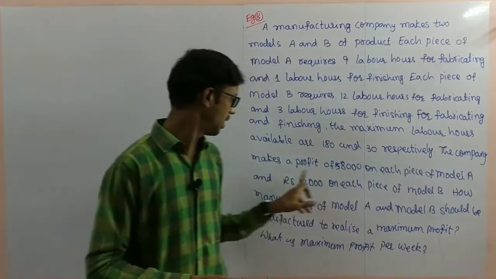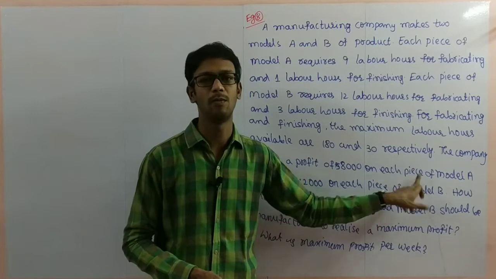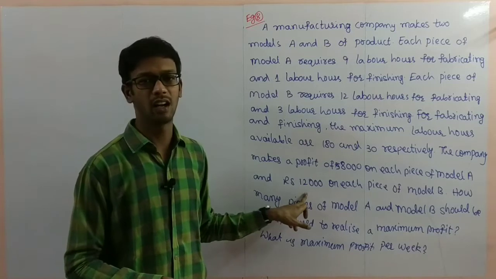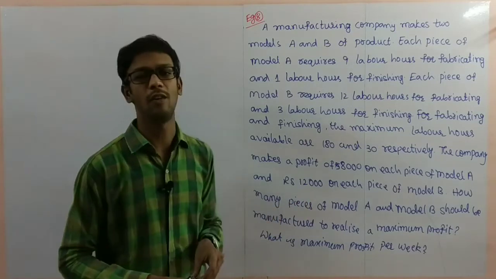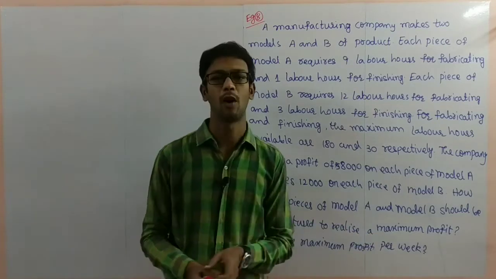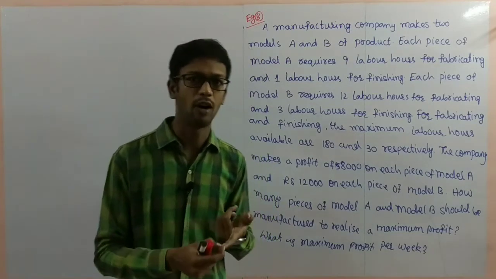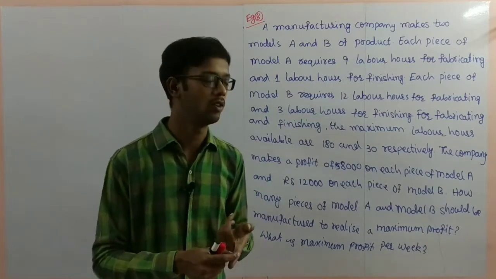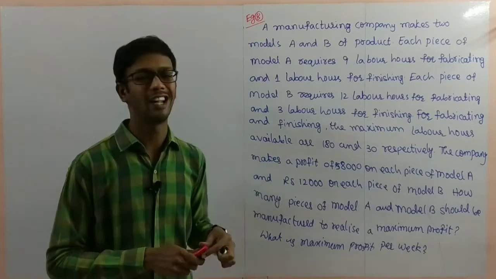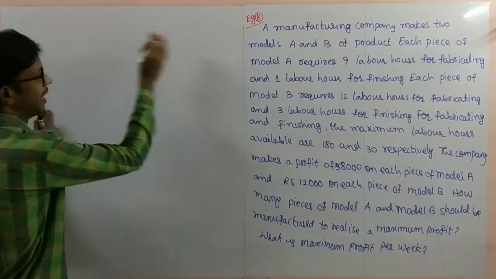Next, the company makes a profit of Rs 8,000 on each piece of model A, and model B gives 12,000. So how many pieces of model A and model B do you have to sell to realize the maximum profit? Profit should be maximum. That is what you have to find here. First of all, you have to convert this theory into a table. I will write the table by reading this.